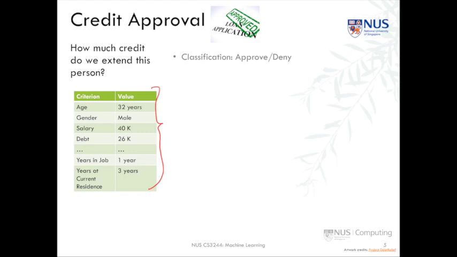We started off with the classification problem that we looked at last week, which is to decide whether to approve or deny the credit application. But today we're going to be looking at the real valued output that we want to extend in terms of a dollar amount, what type of credit line we want to offer the customer. This is a regression problem, distinct from the classification problem.